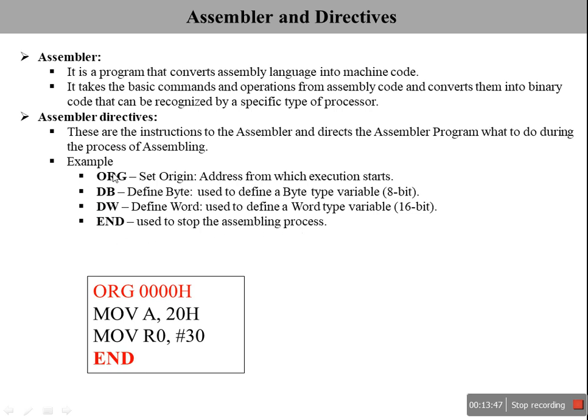So if you use this assembler with assembly language, your program may look like this. Say org 000h, then mov a comma 20, then mov r0 comma hash 30, then end. This end and org are assembler directives. Every assembler will have its own directives. In a generic way, we can represent org for a starting address and end for the end of the application. Likewise, we have so many assembler directives. These are a few.